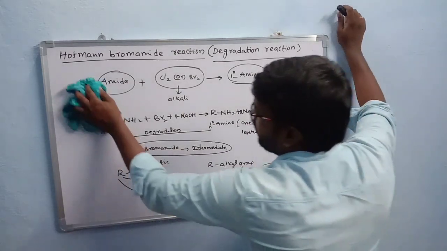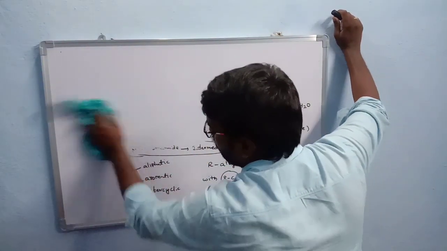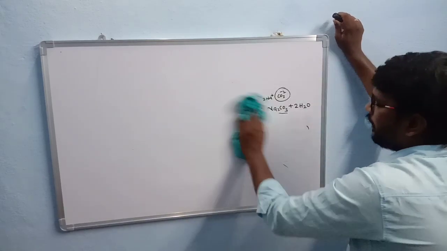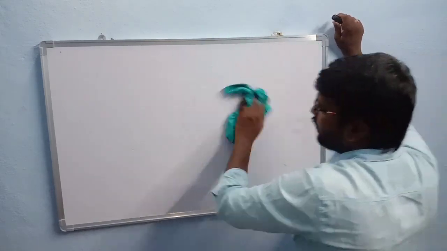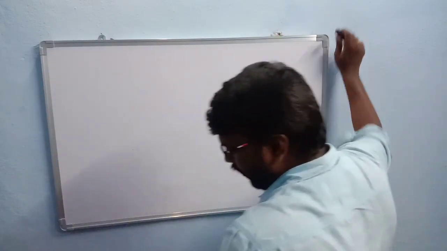Okay, so for this reaction now I write a mechanism. It is called the Hoffman bromamide reaction, one of the Hoffman degradation reactions, and in this reaction the products are primary amines. Now I write the mechanism for this reaction.